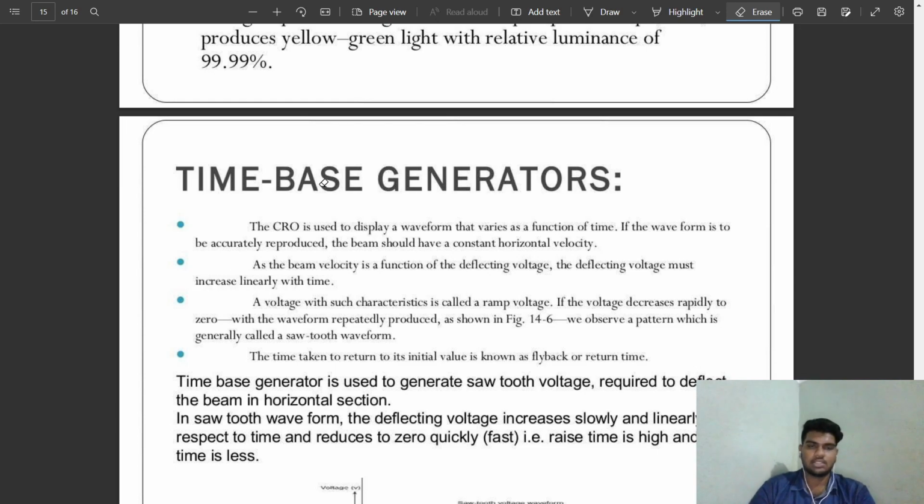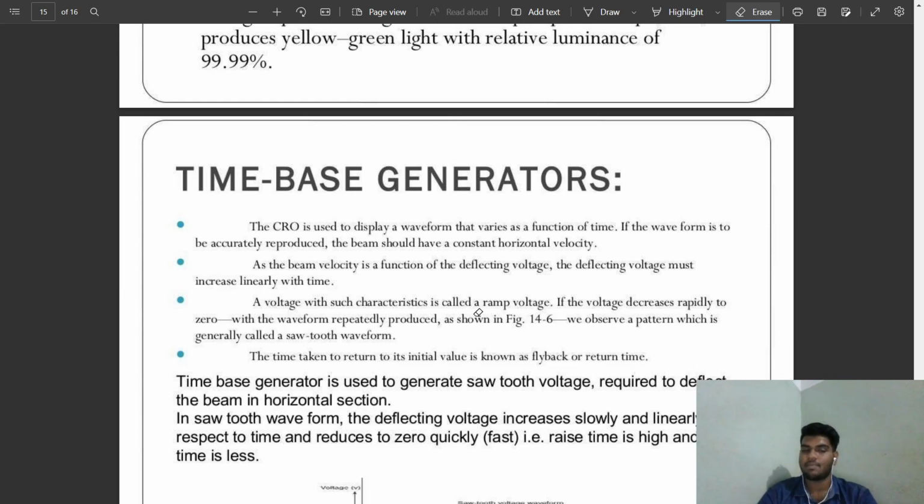Now, what is this time-base generator? The CRO is used to display a waveform that varies as a function of time. The waveform is to be accurately reproduced. The beam should have a constant horizontal velocity, meaning the plates remain charged and the electron beam is pulled constantly towards the plates. As the beam velocity is a function of deflecting voltage, the deflecting voltage must increase linearly with time, which is what I said, a ramp signal. A voltage with such a characteristic is called a ramp voltage.